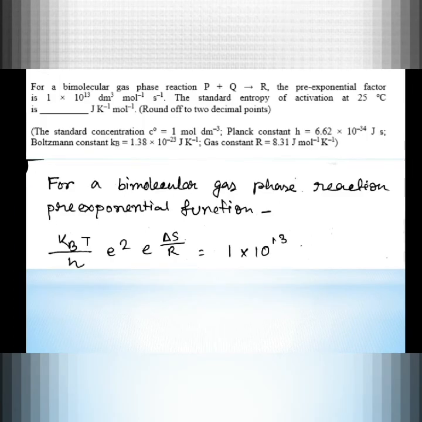Now another question is: for a bimolecular gas phase reaction P plus Q is equal to R, where P plus Q are the reactants and R is the product, the pre-exponential factor is given. We have to calculate the entropy of activation at 25 degrees Celsius, and all values are given: the value of C0, the Planck constant, the Boltzmann constant, and the gas constant.